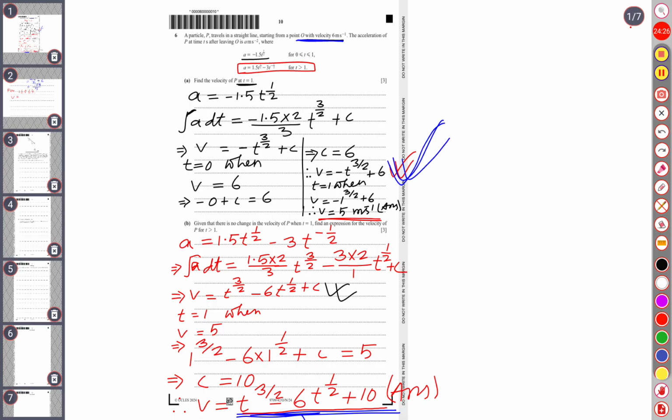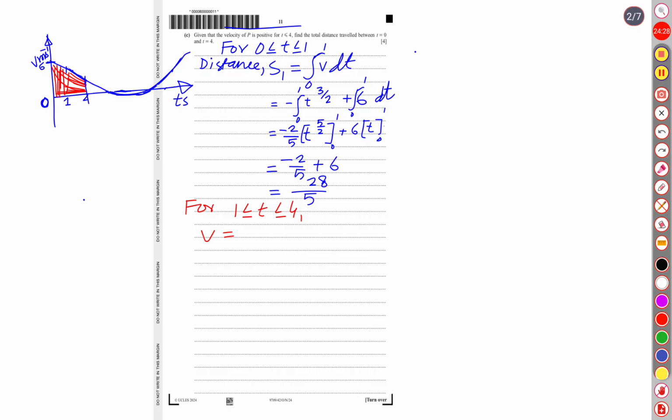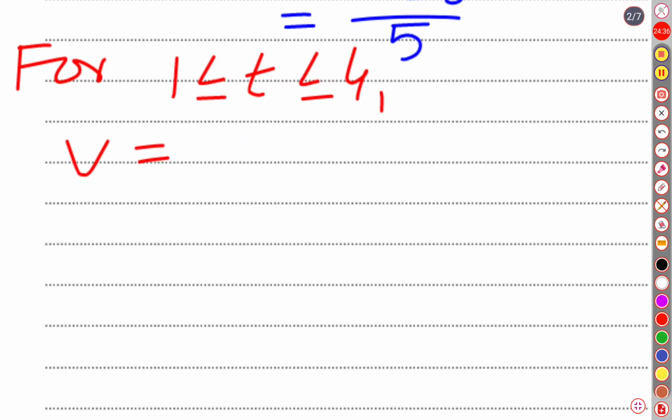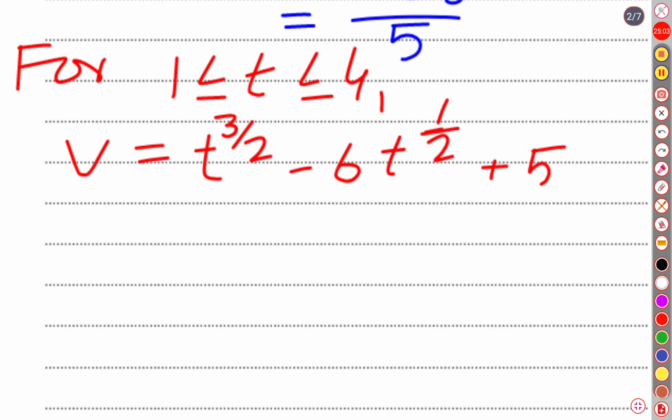So it is going to be t raised to 3 over 2, minus 6t raised to half, plus the constant number was 5, plus 5. Now we are finding displacement.